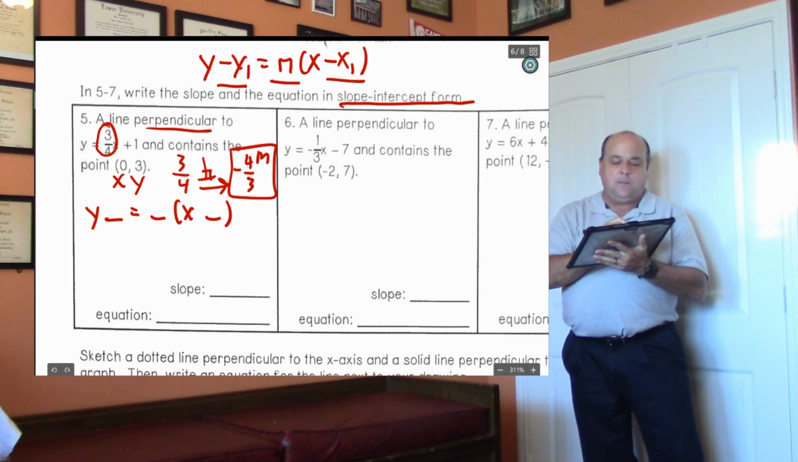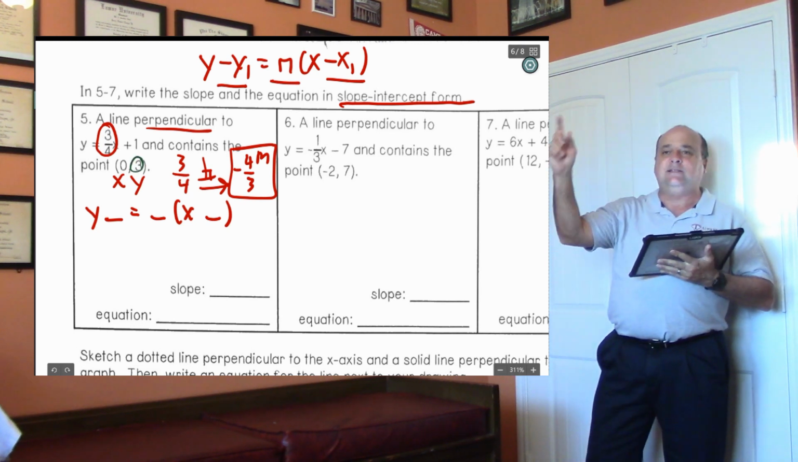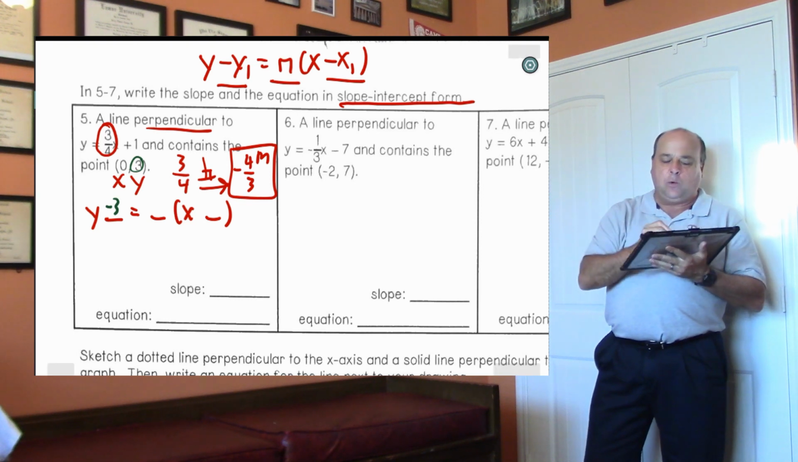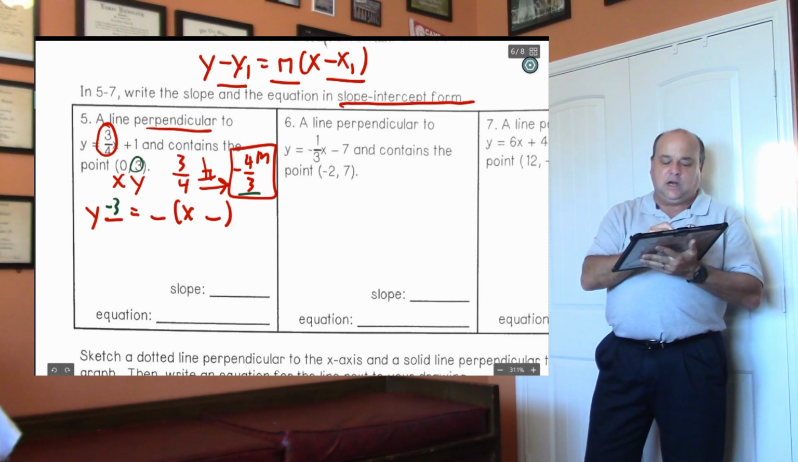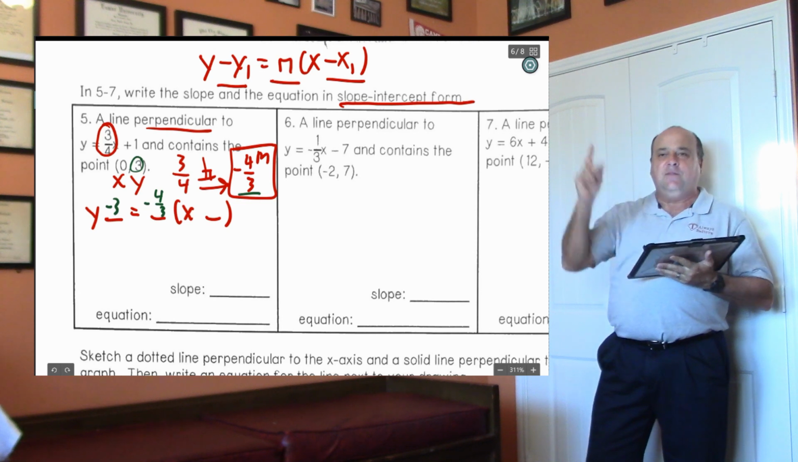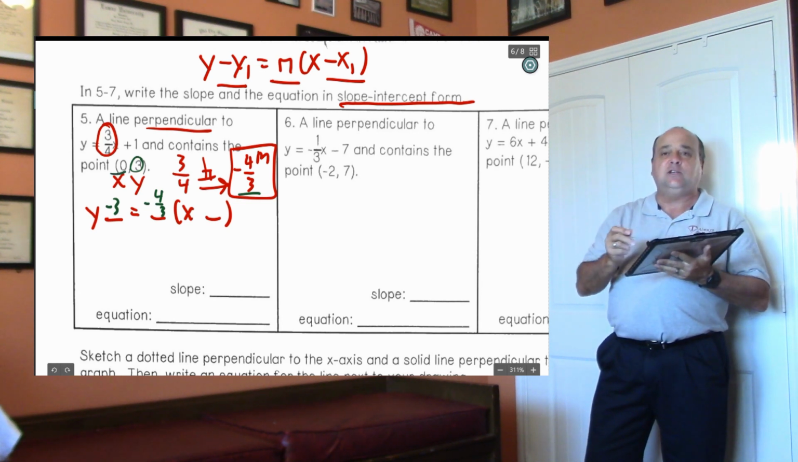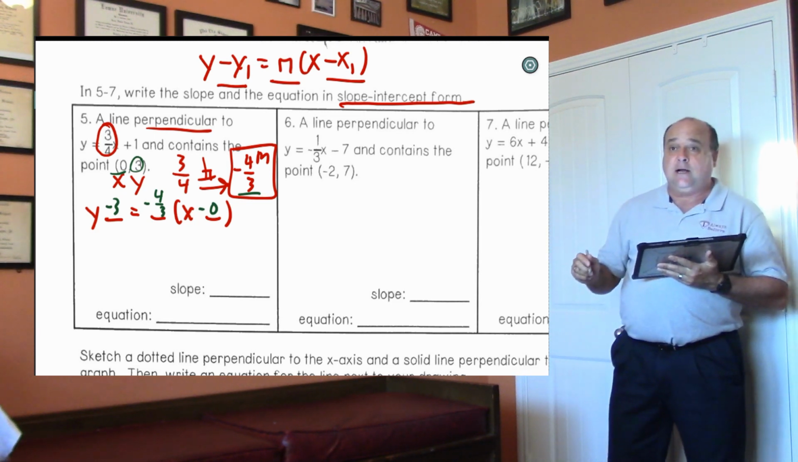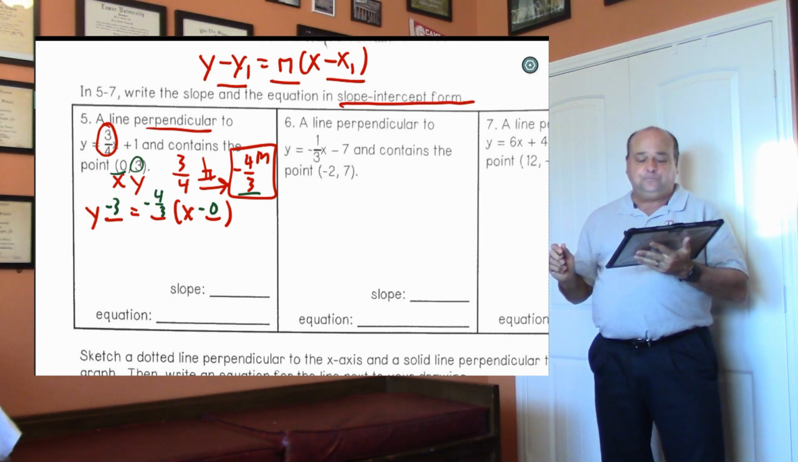The first number we're going to plug in is this y. What is the opposite of a positive 3? It's a negative 3, isn't it? The next number we're going to plug in is the slope. It's going to be negative 4 over 3. And the last number we're going to plug in is our x, which is 0, so we're going to put minus 0. Technically, you don't have to put the 0, but let's put it there for now.